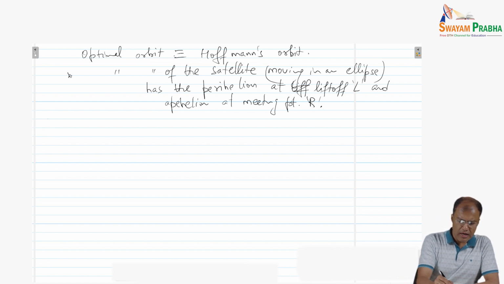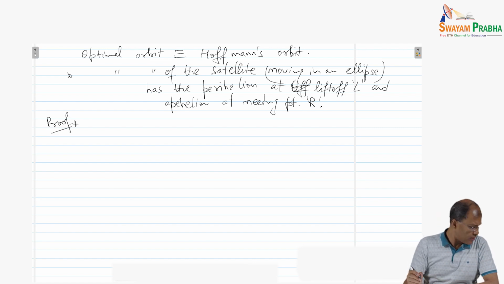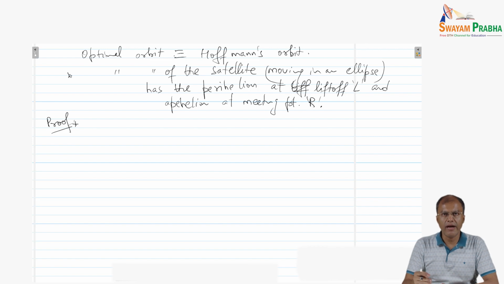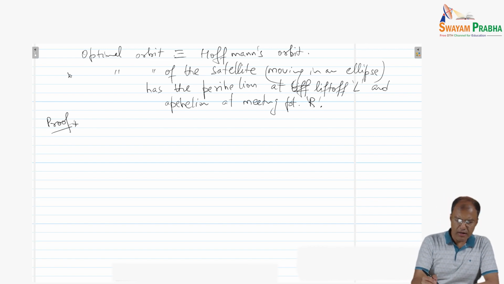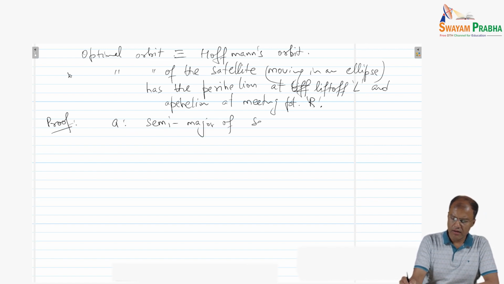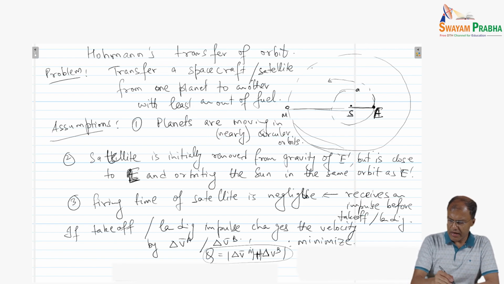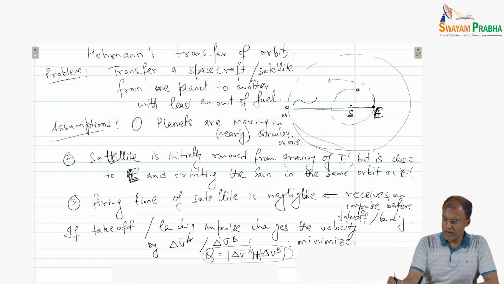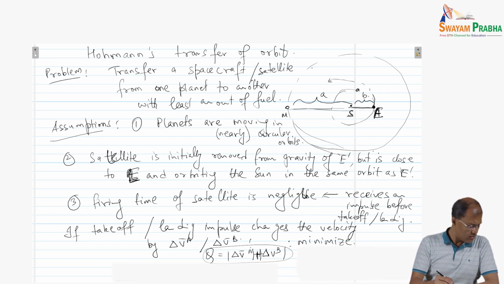So then let us look at the proof here. We are going to find this optimal orbit. The proof involves the finding of this orbit. So suppose A is the semi-major axis of the satellite. What I'm trying to say is, this quantity is A, and this quantity is B. So that is what we have. A is the semi-major axis.